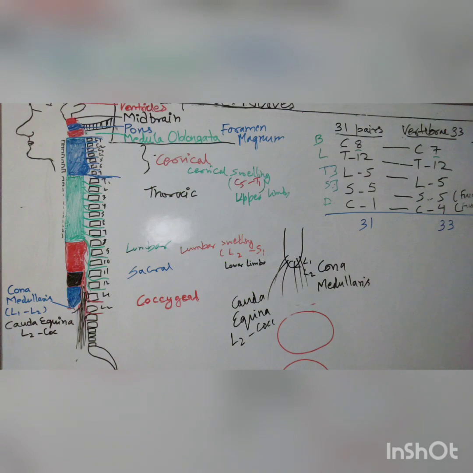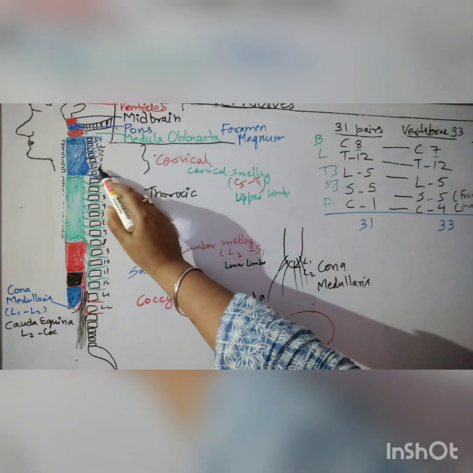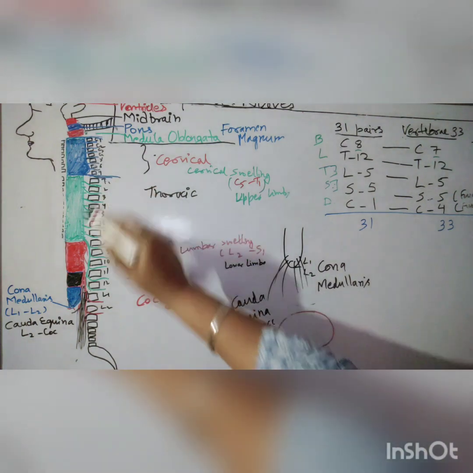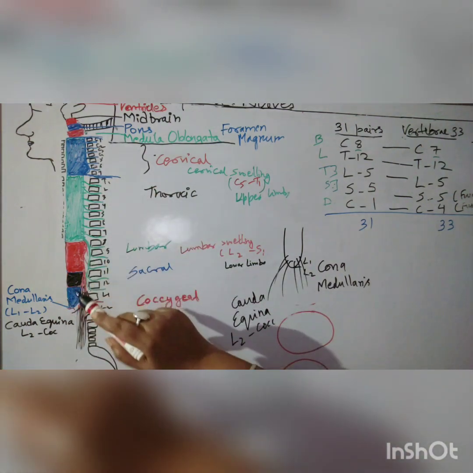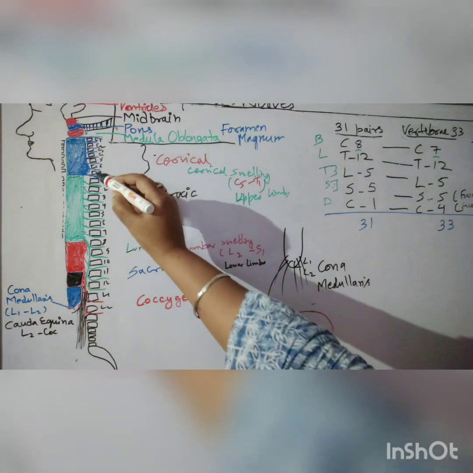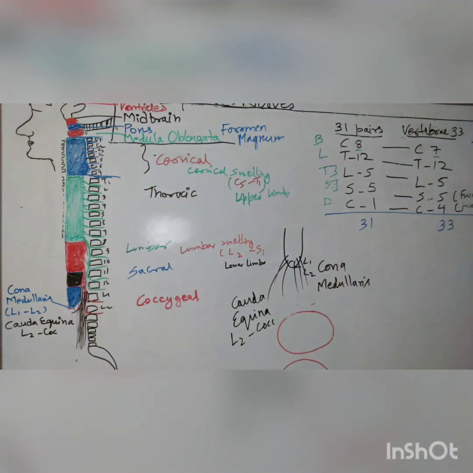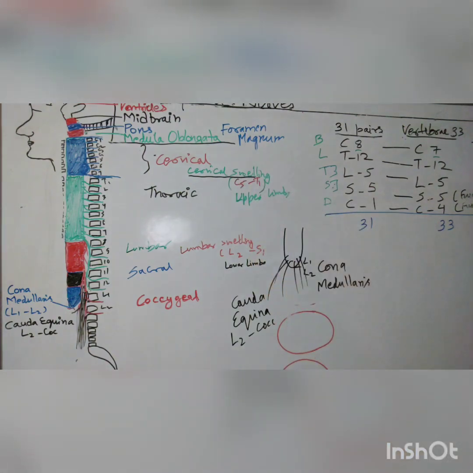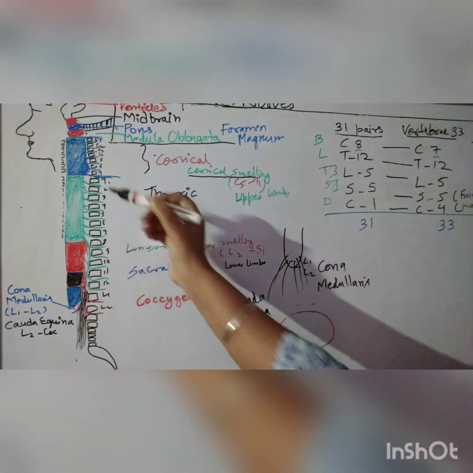And one more thing, the swelling. There are two swellings in the spinal cord: the cervical swelling, and in the lumbar region there is a lumbar swelling. Why is there a swelling in this part? Because there is a presence of an enormous amount of grey matter in the ventral horn. Grey matter is present in large amounts, so it forms a swelling. This is called the cervical swelling, which supplies the upper limb, C5 to T1.